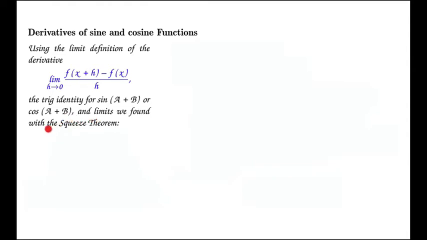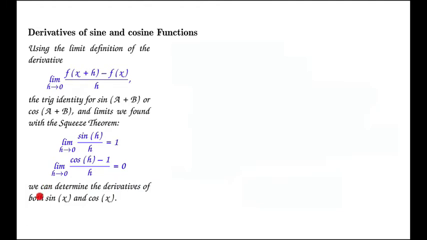And we need to know a couple limits that we found using the squeeze theorem, namely, the limit as h goes to 0 of sine of h over h is equal to 1, and the limit as h goes to 0 of cosine of h minus 1 all divided by h is equal to 0. Using these properties, we can now determine the derivatives for the sine of x and the cosine of x.